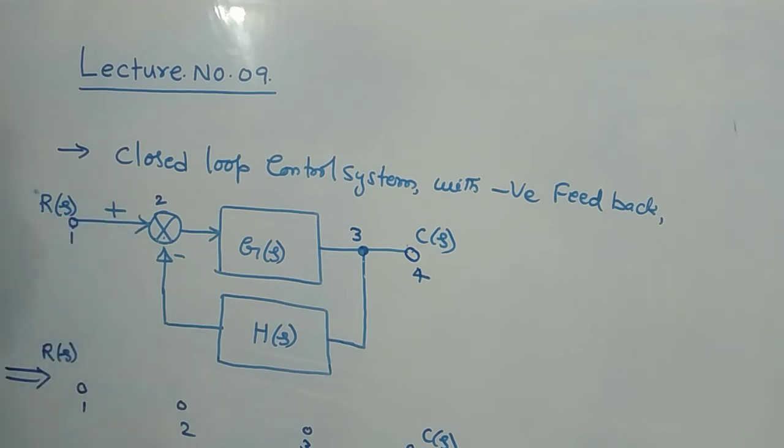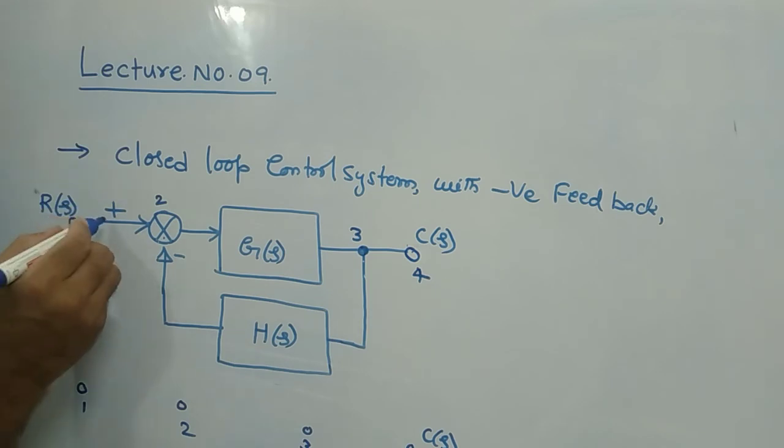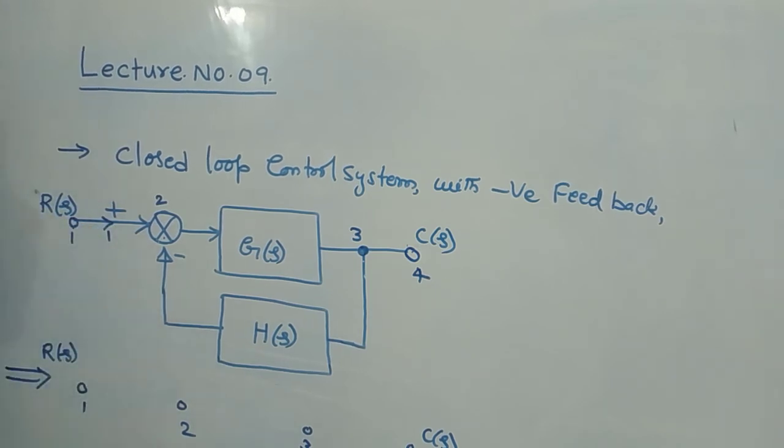Okay, now from 1 to the summing point, an arrow mark is there. Simply if you have an arrow mark, what is the gain of that arrow mark? If nothing is given, just assume that the gain must be 1. Therefore, represent as 1. Because if nothing is given, that means the gain must be 1.